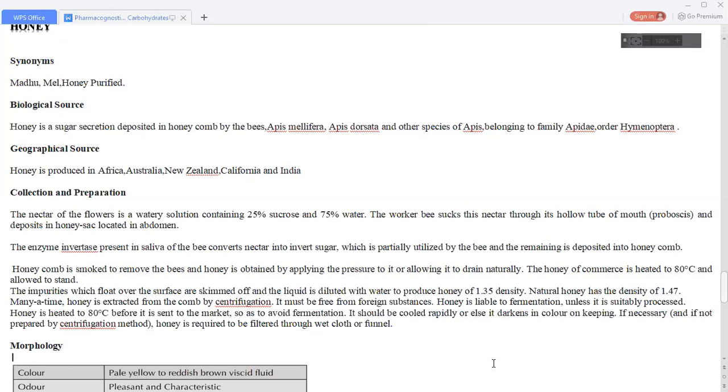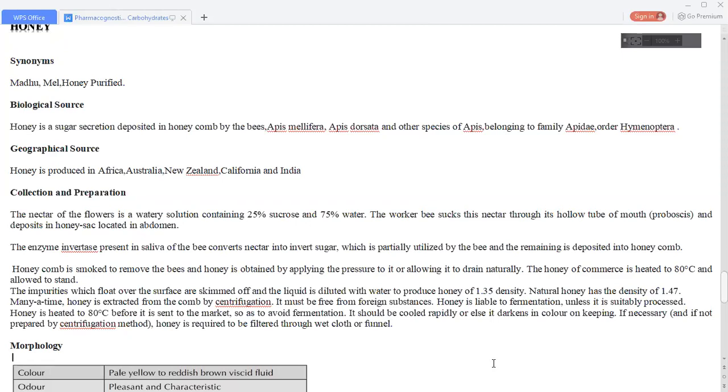The honey of commerce is heated to 80 degrees Celsius and allowed to stand. The impurities which float over the surface are skimmed off, means these are removed, and the liquid is diluted with water to produce honey of 1.35 density. Generally, the natural honey has a density of 1.47, which is more. That's why, on the commercial scale, it is a little bit diluted, and here the density is decreased.